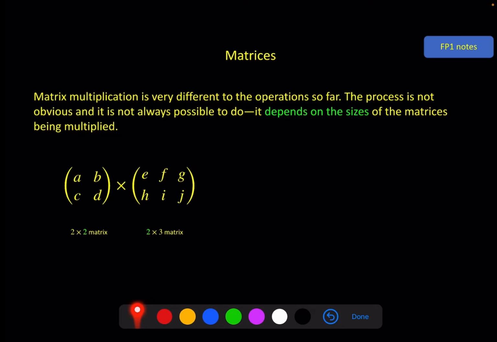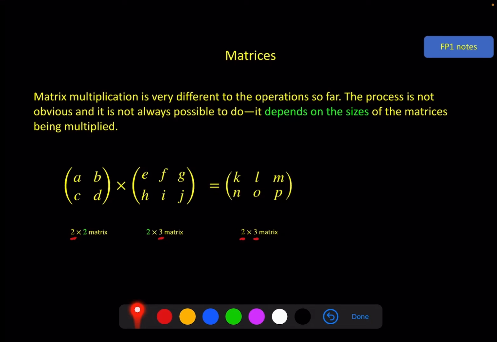The other two numbers, the number of rows in the first one, and the number of columns in the second one, that tells you something as well. That tells you how big your answer matrix will be. So here, this number and this number give you the size of your answer matrix. And the other two are indicating whether or not you can do the multiplication at all. Now the reason for this all comes down to how the process is done. And it's quite a strange process.